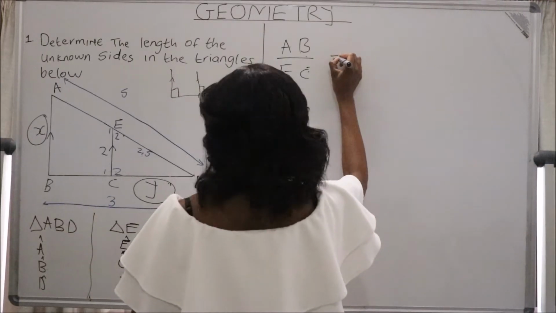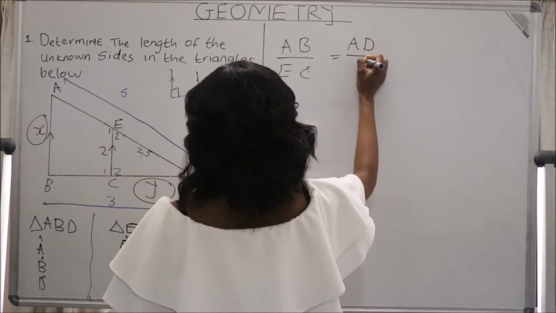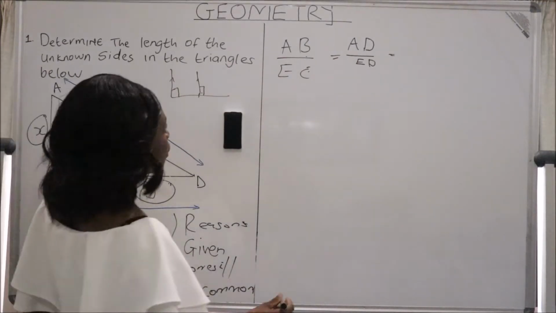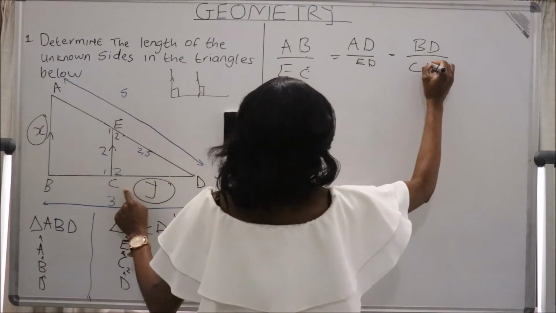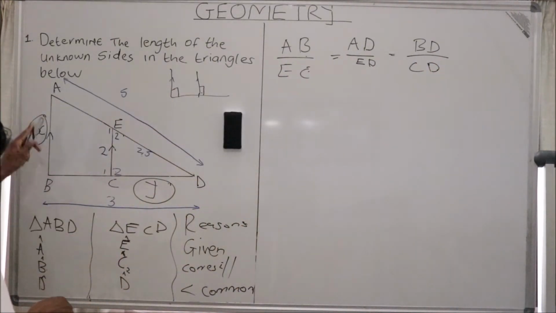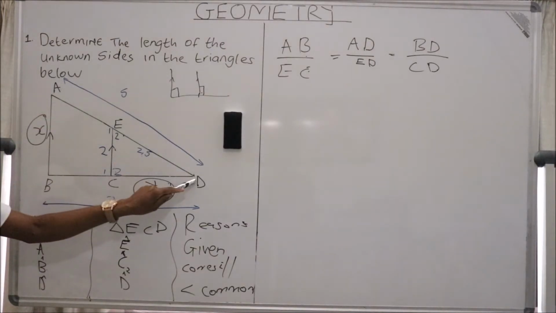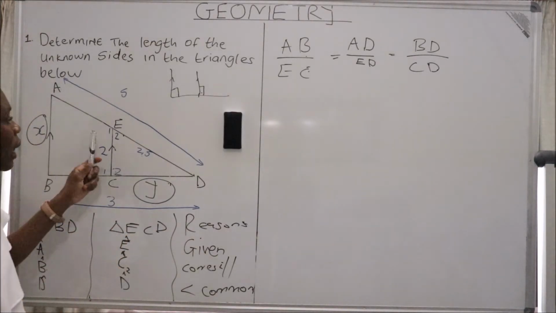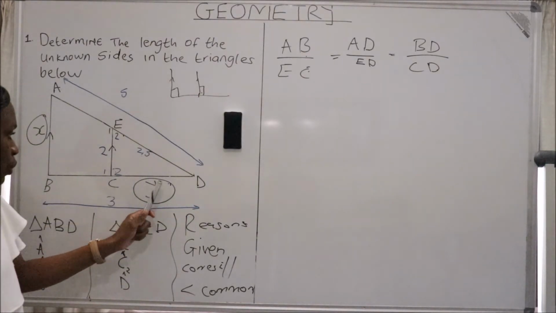And then moving on, we also have the side of AD. AD is proportional to ED, and also the side of BD is proportional to the side of CD. So what we have here, we have this side here, AB, it's proportional to EC. And we also have AD, the bigger, so we'll always start with the bigger triangle, and then in the denominator we'll have the smaller triangle, and then it's corresponding to ED. And also this one, which is BD, is corresponding to CD.